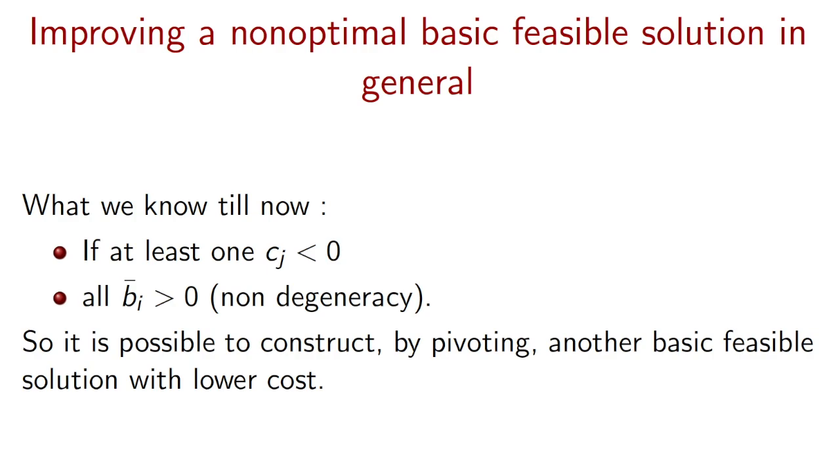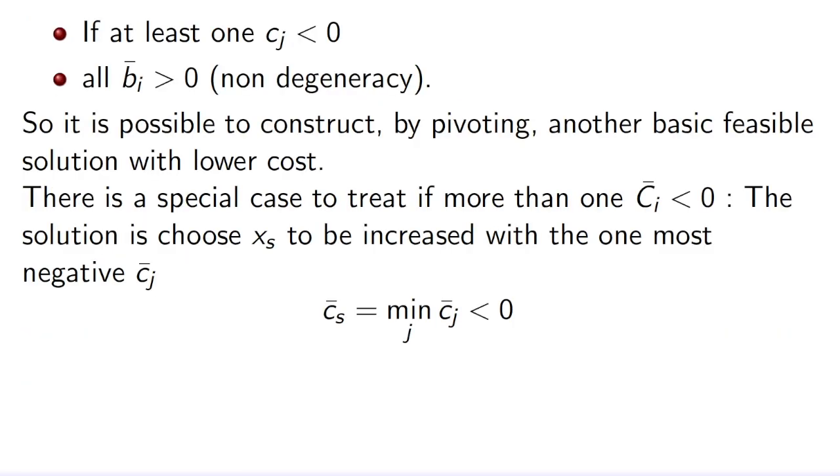Now, in general, if we want to improve a non-optimal basic feasible solution, we know until now that if at least one c̄j is negative and all b are strictly positive, it is possible to construct by pivoting another basic feasible solution with lower cost. There is a special case to treat if more than one of the c̄j is less than zero. The solution is to choose xs, the variable to be increased, as the one with the most negative c̄j.